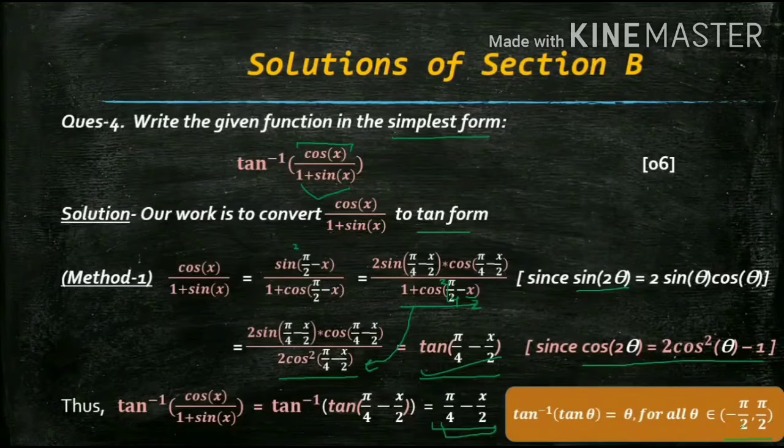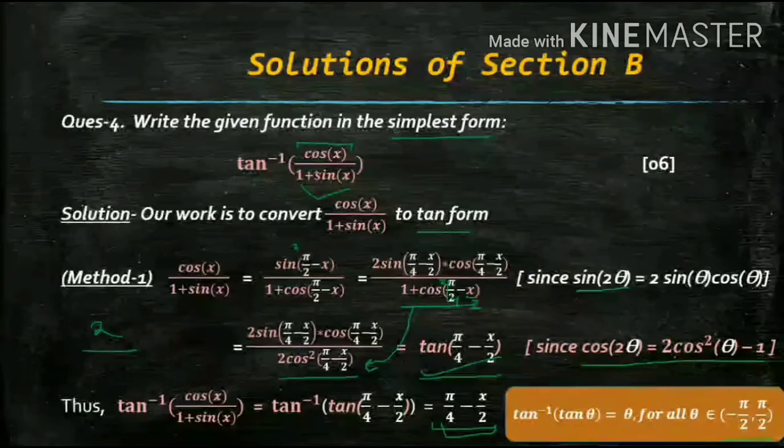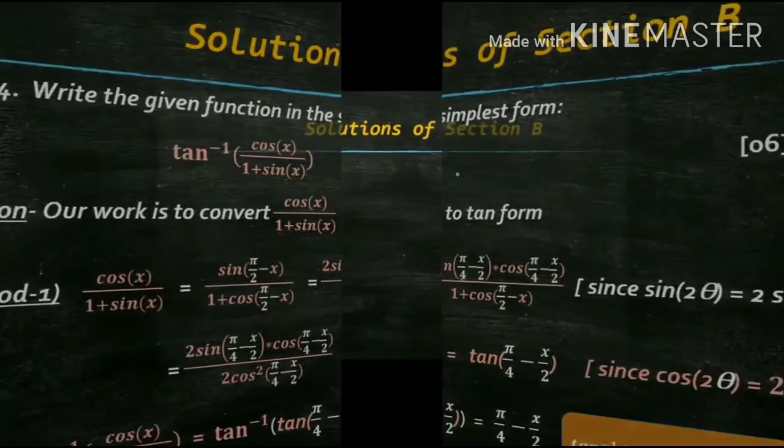So just remember what we are writing and which property we are using, and what the restriction is. That is extremely important. So I hope this method is clear to you. If this method is not clear, then please look at the second method to have another idea how to solve this problem. Okay, let us see then.